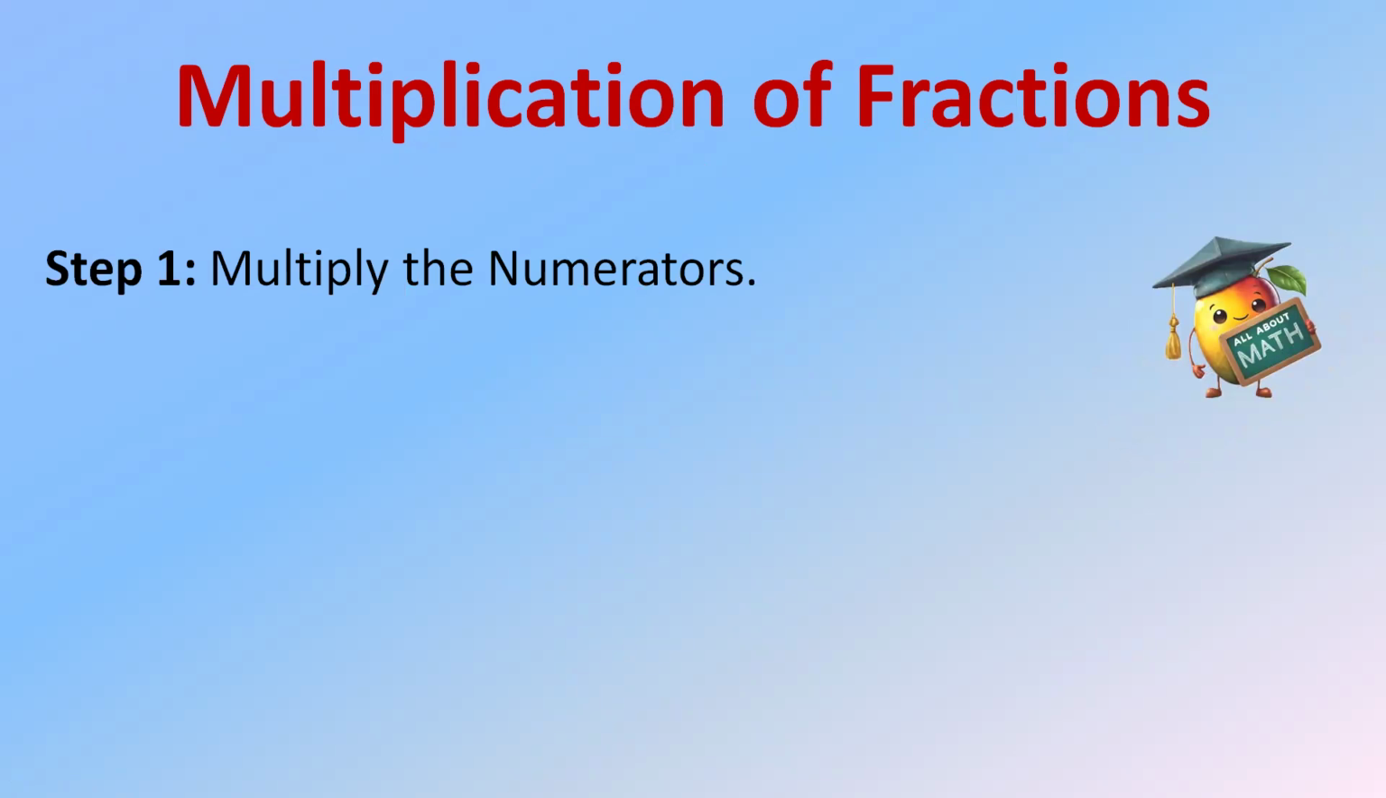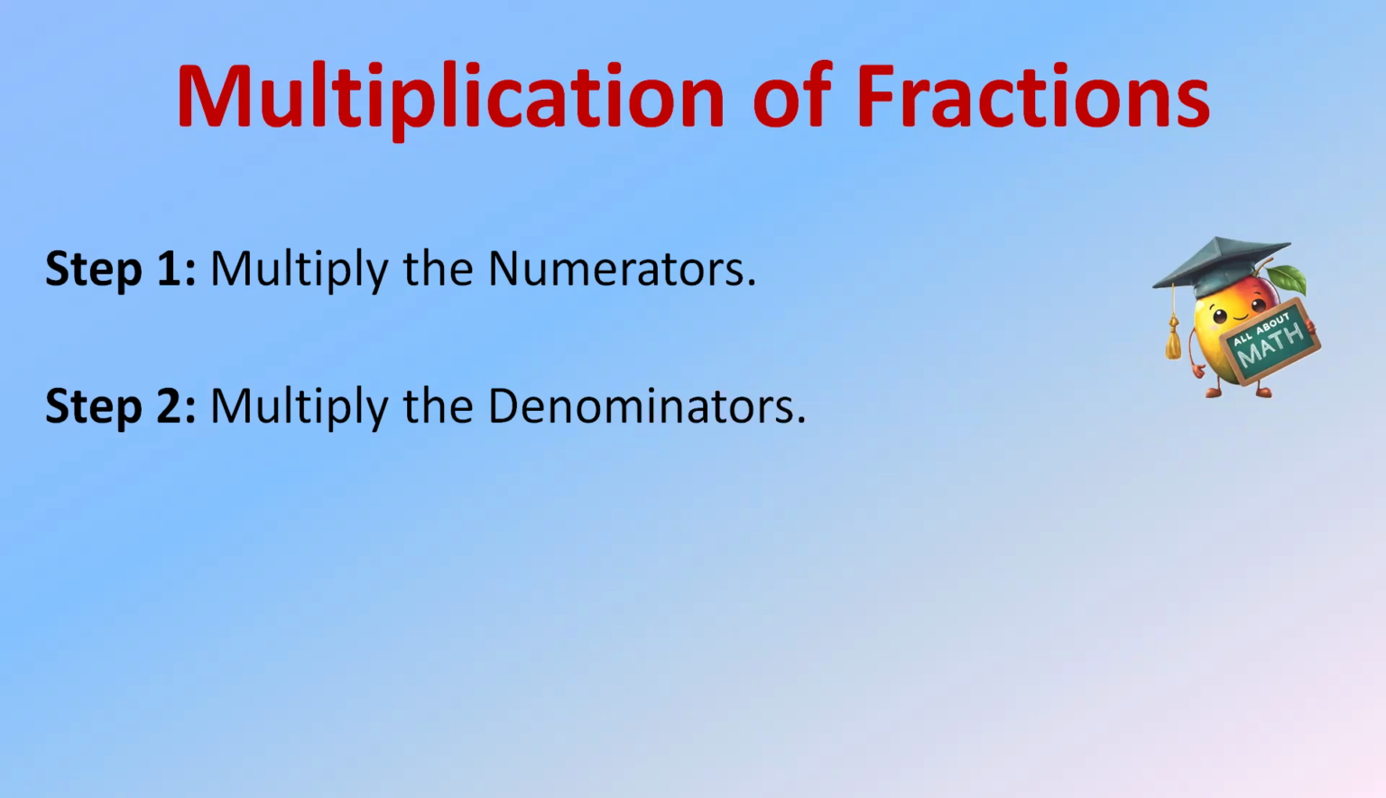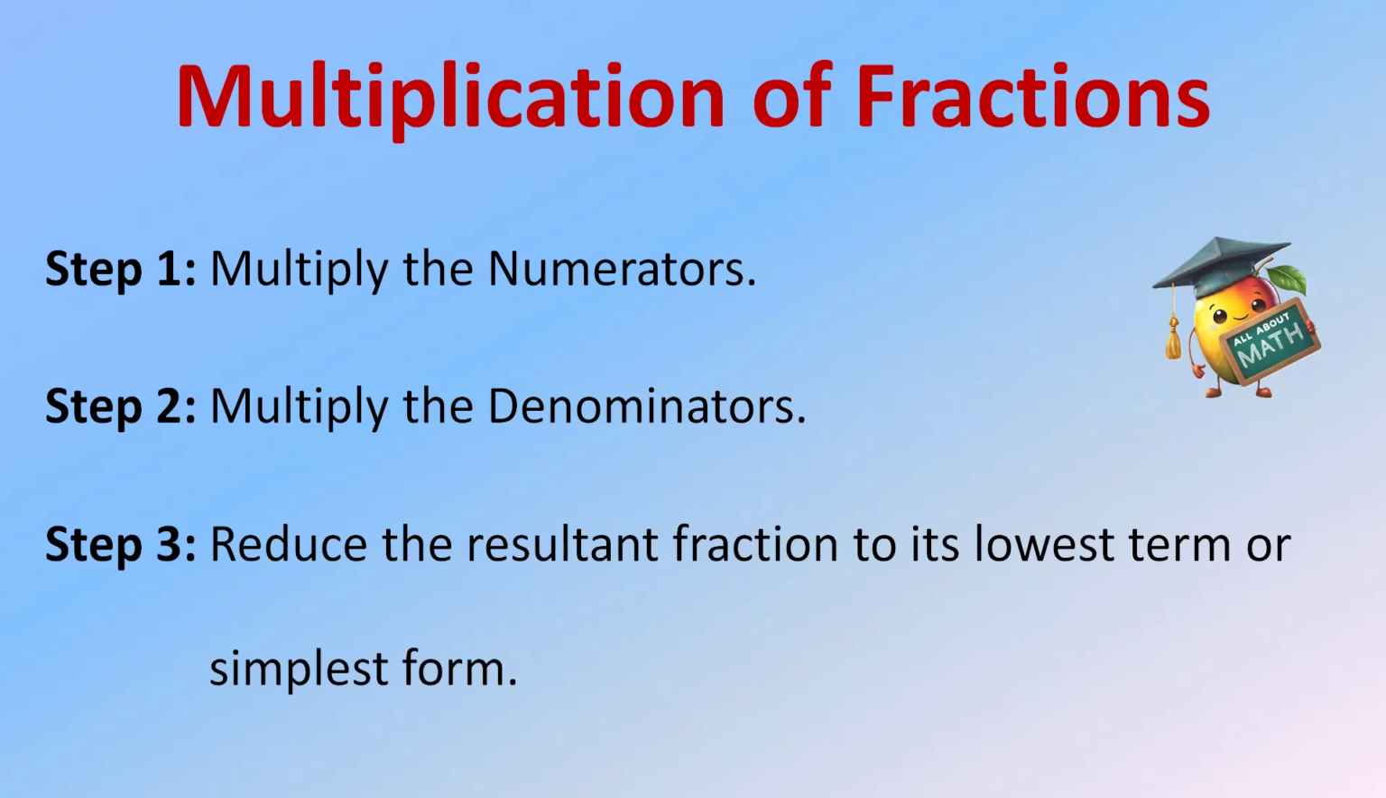In multiplication, the first step is to multiply the numerators. Step 2, multiply the denominators. Step 3, after that, you'll get the resultant fraction. The fraction you get, reduce that to the lowest term if it's possible. If it's already in the simplest form, then you can skip that.